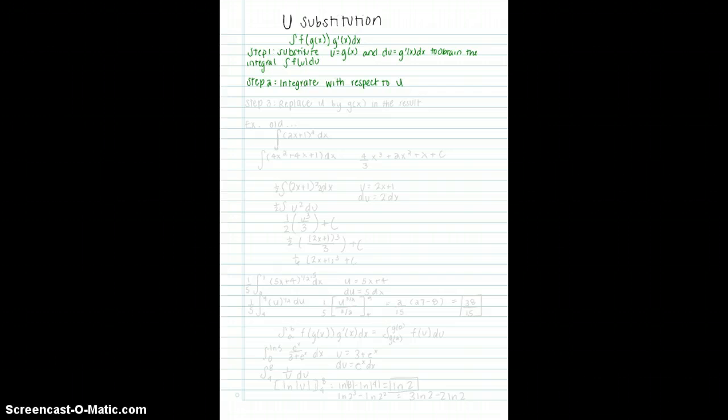Step 2 is to integrate with respect to u. And step 3, replace u by g of x in the result. Here's an example of how u substitution can make a difference.